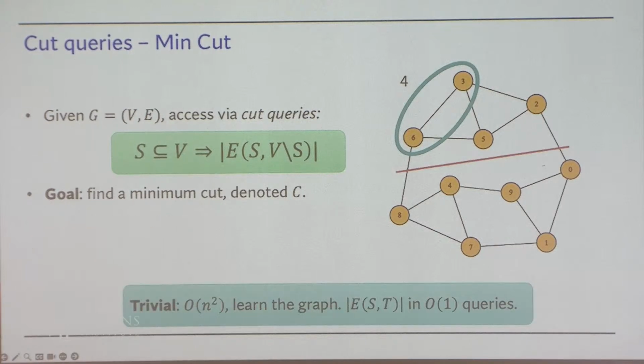Even though there are 2 to the power n cuts that you need to search over, there is a pretty much trivial algorithm that only makes order n squared queries and solves any conceivable graph problem. I will get into what this algorithm is. It's not very hard. Essentially, it shows that the cut query is at least as powerful as edge query.